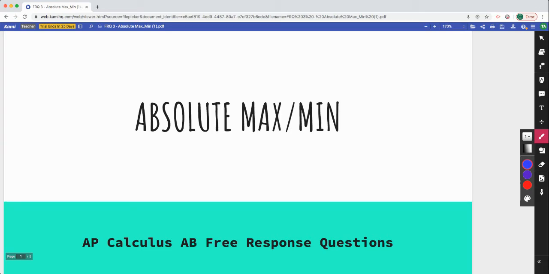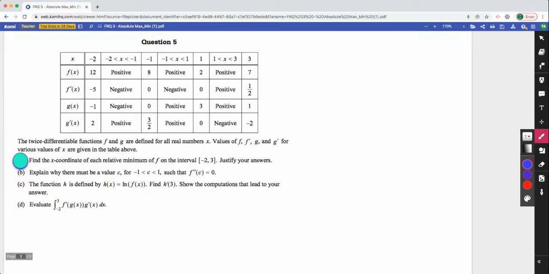Hi guys, today we're gonna look at some AP exam free-response questions about absolute maximum and minimum. Let's get started with our first question, question 5 from the 2014 AP exam. We're just gonna look at part A: find the x-coordinate of each relative minimum of f on the interval [-2, 3].